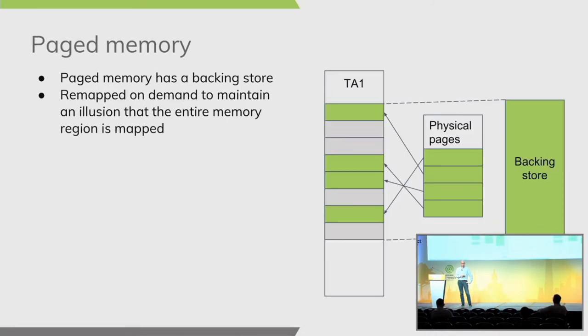So, paged memory. Paged memory has a backing store which holds the data. And then we have physical pages, which we map on demand and populate with the data as needed. And for the trusted application, the illusion is that the entire memory is mapped, since it doesn't really see when it's interrupted in order to map a new page.